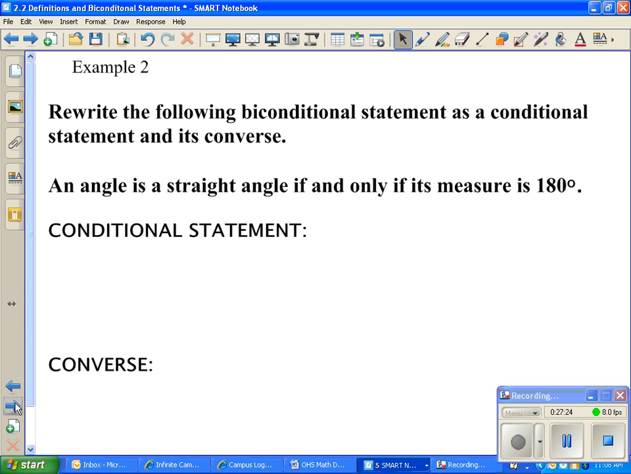All right, example 2. We talked about conditional statements, right, and converses. An angle is a straight angle if and only if its measure is 180 degrees. This is a biconditional statement. How do I know it's a biconditional statement? It has the words if and only if. All right? Now, it has to be true for both ways. I can read it, if an angle is a straight angle, then its measure is 180. And I could also read, if its measure is 180, then it's a straight angle. So, conditional statements. And you can use it in the if-then form.